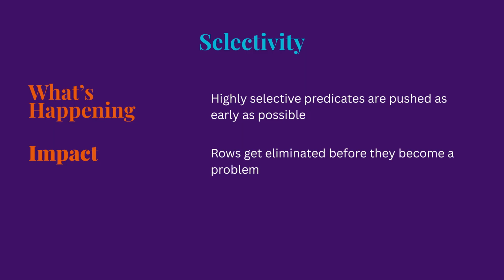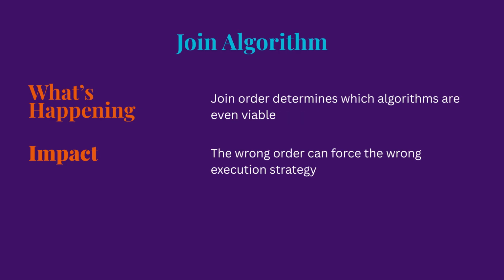Next, the optimizer is aggressive. It looks for highly selective filters and pushes them as early as possible. Why? Because every row eliminated early is a row that never gets joined, sorted, or processed again. And that's how you reduce costs before it compounds. Join order doesn't just affect when things happen, it determines what's even possible.